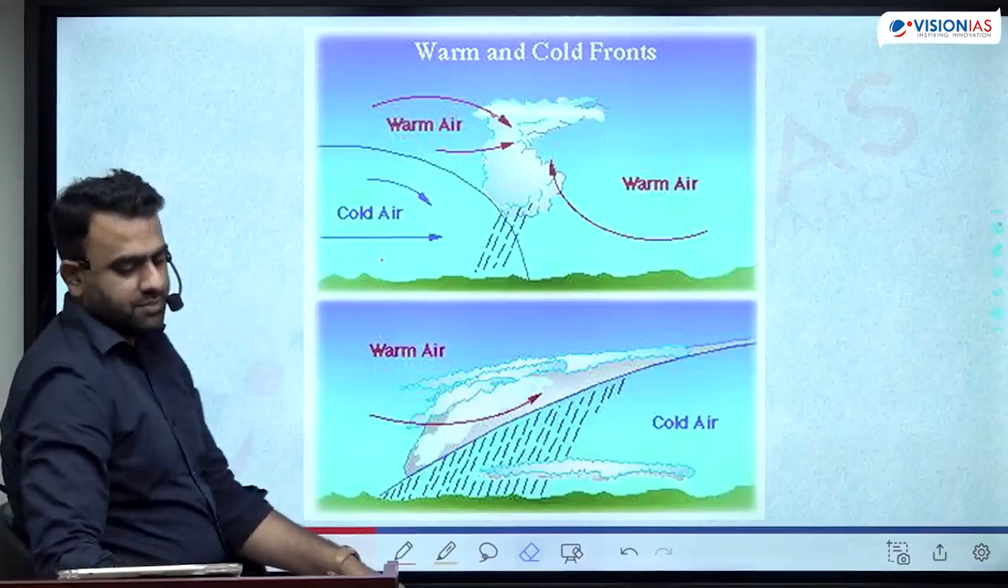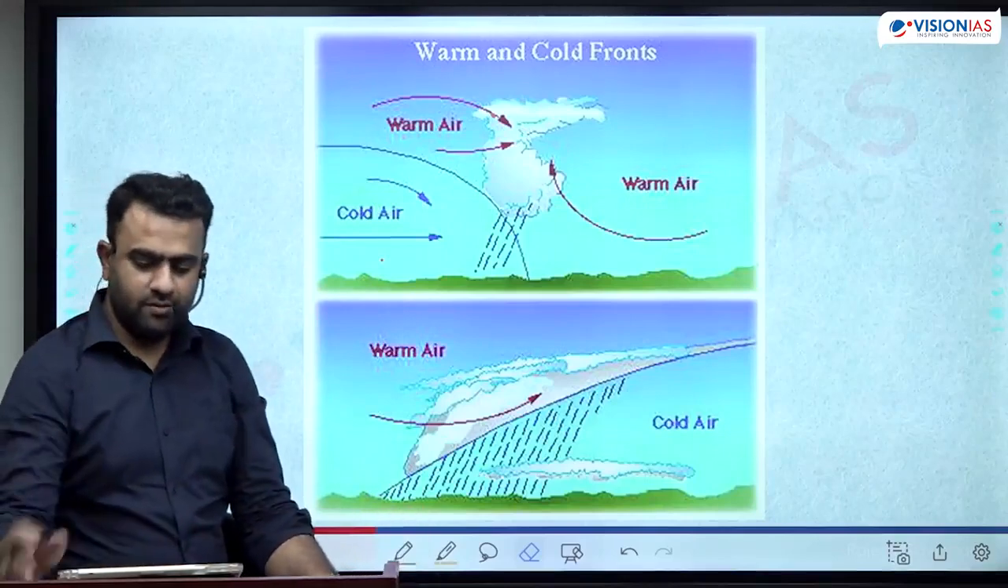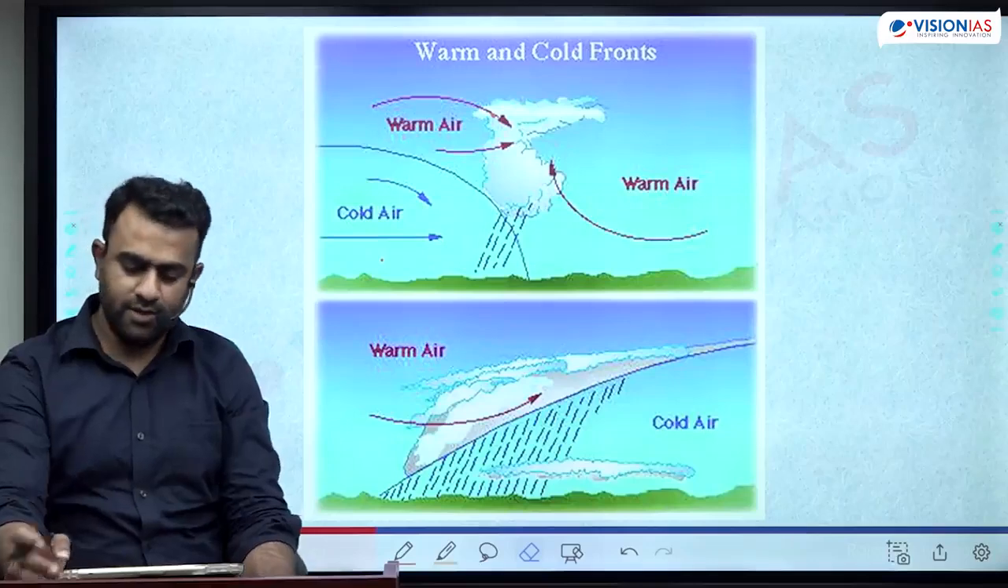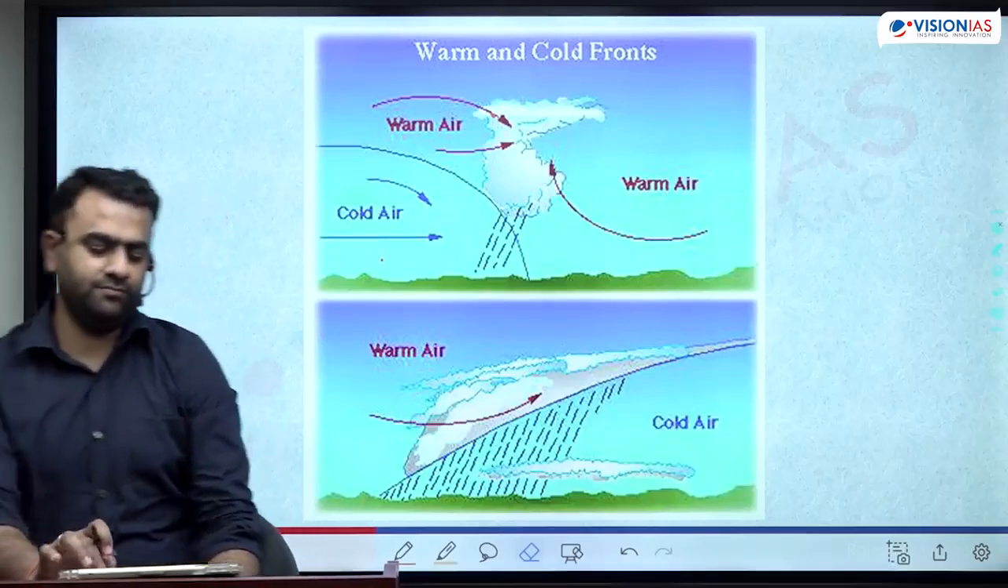कितने types का हो गया fronts? Stationary front, warm front, cold front. There is a fourth type. I'll tell you about that. First write this.